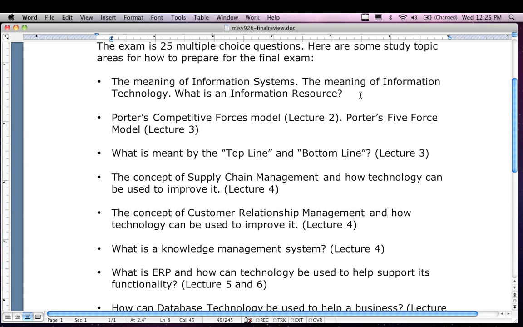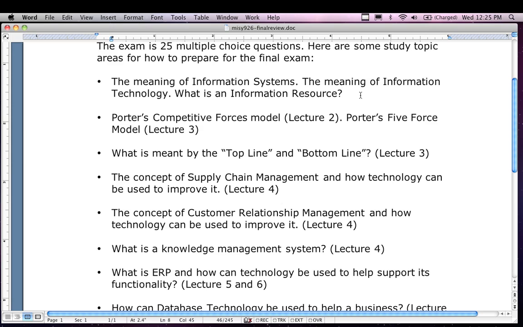I didn't put lecture number 1 up here, but this is where the first bullet point is coming from. I started out talking about information systems, by definition, and information technology, and the meaning of technology, and what an information resource is. There's definitely one question on the exam that gets at the differences between information systems, information resources, and information technology, and it's going to be a definitional question.